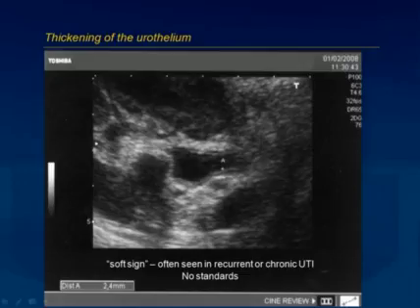We spent the last couple of slides on obstruction and on variants of the norm regarding the transplant ureter and the transplant pelvis. This is another finding that is commonly seen in transplants. A renal transplant in the transverse view, the renal transplant pelvis, but within the renal transplant pelvis we see a thickened urothelium of 2.4 millimeters. This is often seen in recurrent or chronic urinary tract infection of the transplant. However, we need to appreciate that this too is a soft sign, meaning that there is no clearly defined upper limit of normal for the thickness of the transplant urothelium.